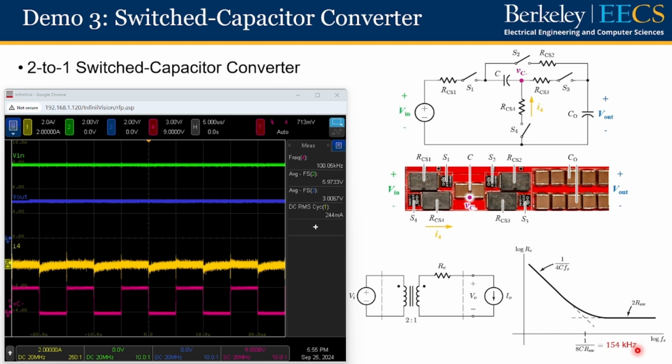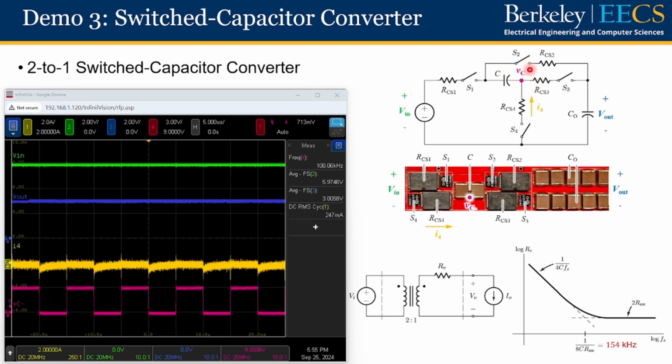Now, let's go to the measured waveforms on our oscilloscope. In this scope view, from the top to the bottom, I'm showing the waveforms of the input voltage, the output voltage, the current flowing through S4, and the voltage at the negative terminal of the capacitor C, which is labeled as VC minus here.